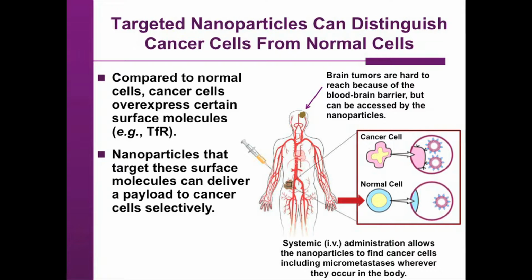One of the most difficult sites to reach with chemotherapy is the brain, because the so-called blood-brain barrier does not permit adequate penetration of many chemotherapeutic agents.